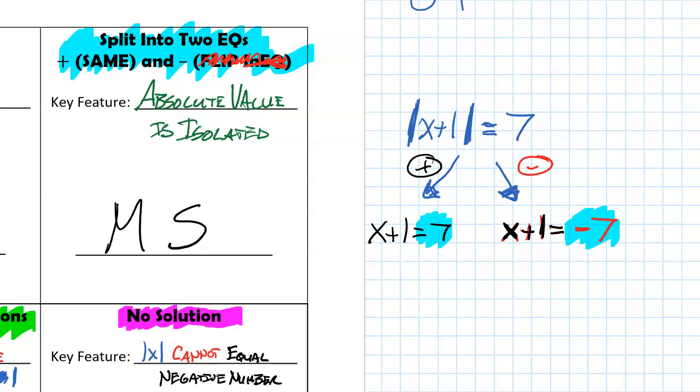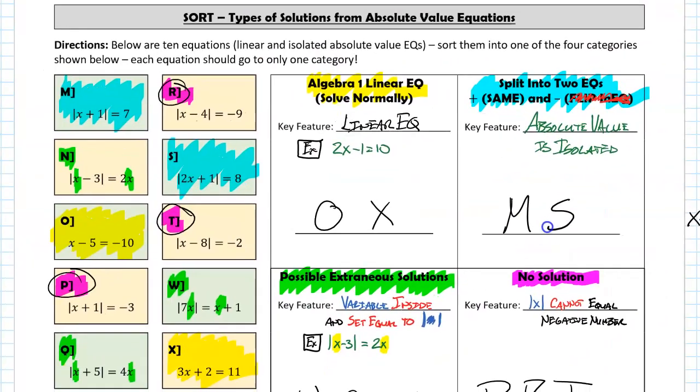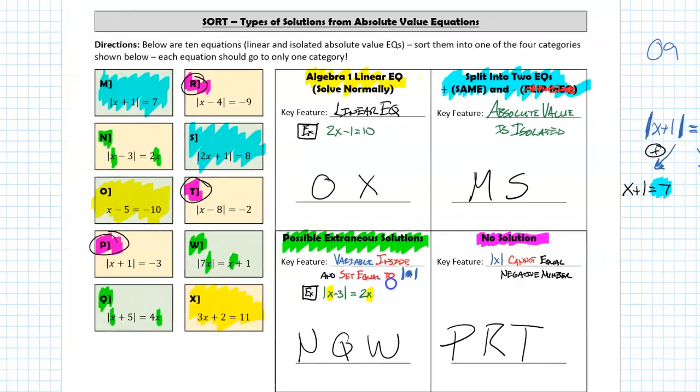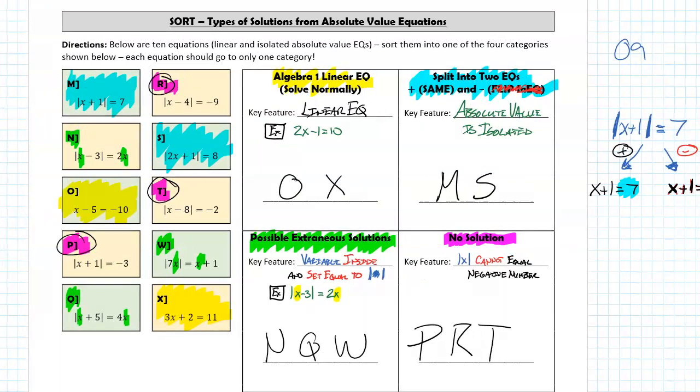Okay, there is our types of equations card sort, taking a look at some just absolute value and linear equations and seeing where they fall.